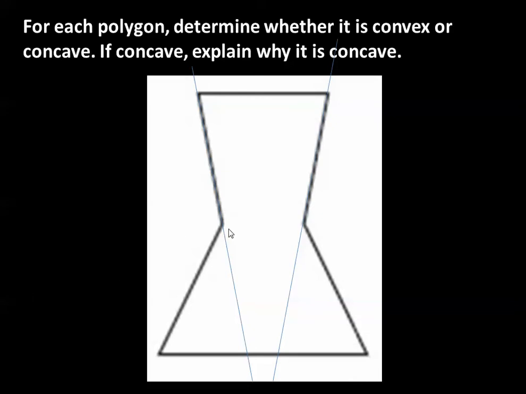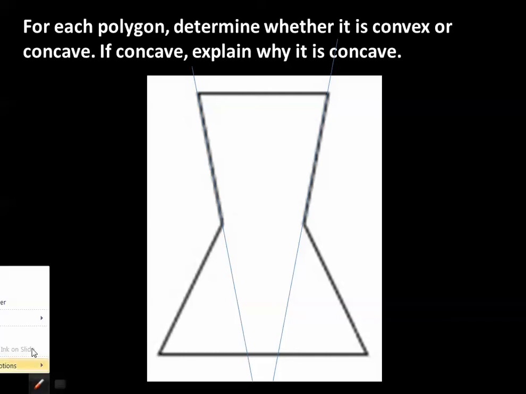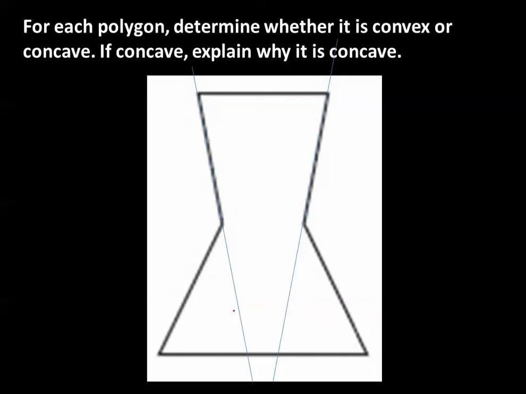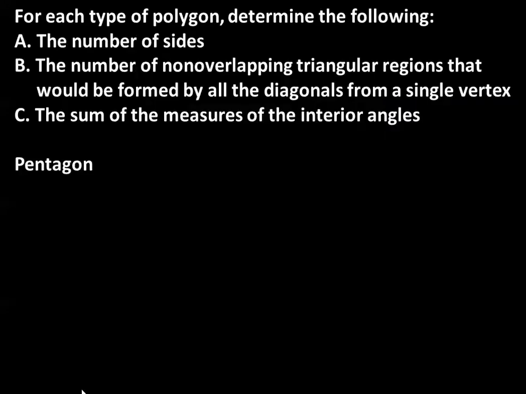So you can see these two blue segments go right through the polygon. So that means it's going to be concave because points lie inside the polygon. And so if they were asking you to explain why it's concave, you could have those lines on there and say that the points lie inside. That's all they want you to do.